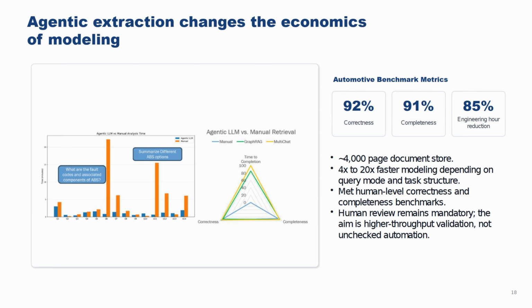On the left, we have a couple of charts. The left shows the time comparison of manual lookup versus agentic AI lookup for a variety of queries. The right chart shows a radar chart of the correctness, completeness, and the inverse time to completion, normalized between 0 and 100, for manual lookups, the AI agent, and using the AI agent in a parallel fashion.